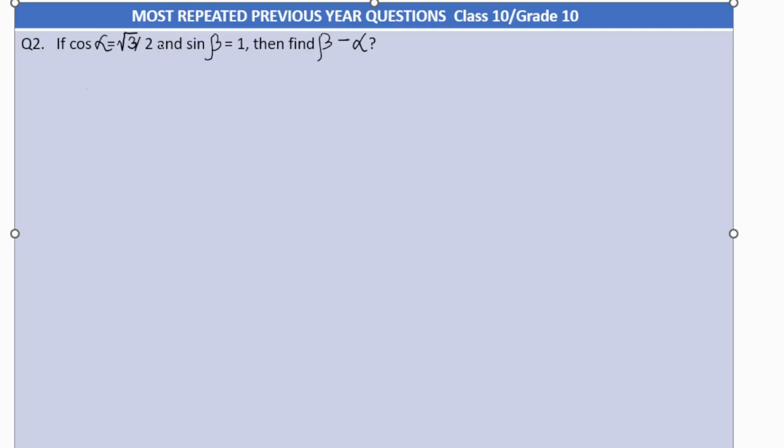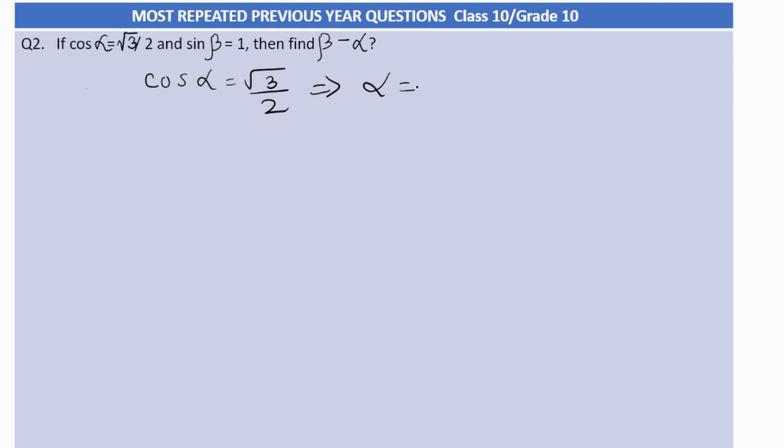Now let's look at question number 2. If cos alpha is equal to root 3 by 2 and sin beta is equal to 1, then find beta minus alpha. So when is cos alpha equal to root 3 by 2? We should remember this properly, then the question is very easy. We need to remember all the values from the trigonometric table. I'll try to make another video for the trigonometric tables in case you find them difficult to remember.